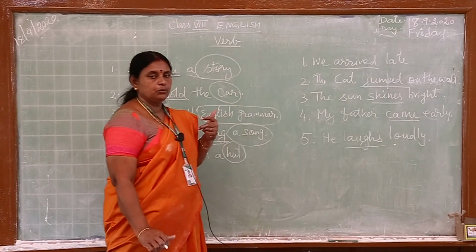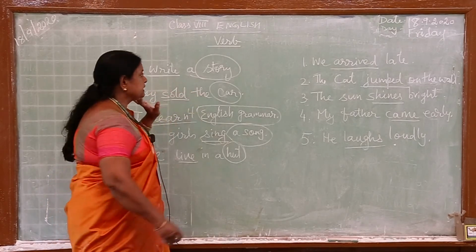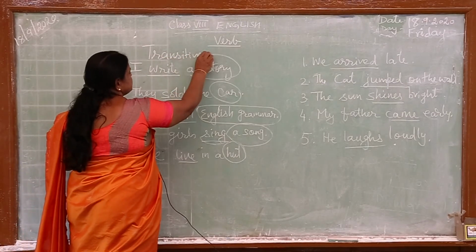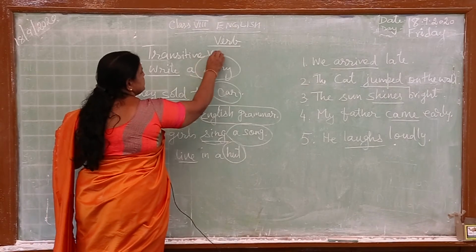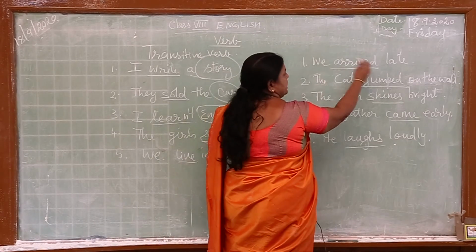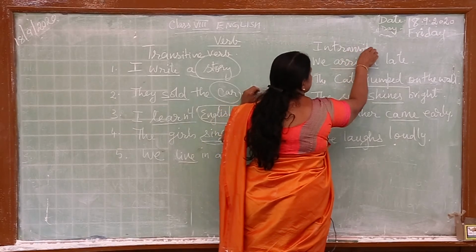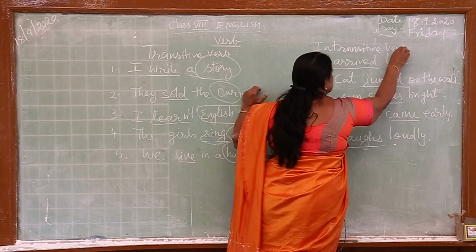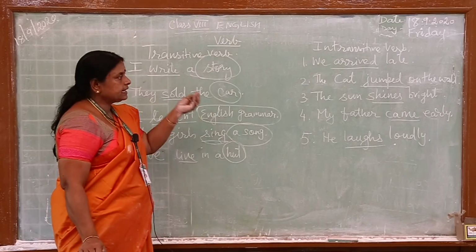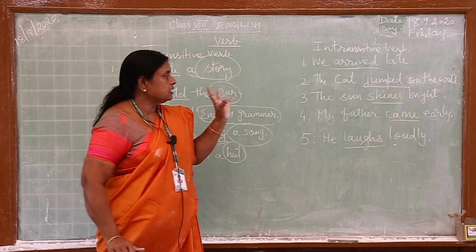So what we can conclude is that a sentence with an object is called a transitive sentence. That is a transitive verb. What is that? The verb which receives an object is called a transitive verb. The verb which does not receive an object is an intransitive verb. I hope it is clear, children. So transitive verb has an object. An intransitive verb doesn't have any object. It will not have any object.